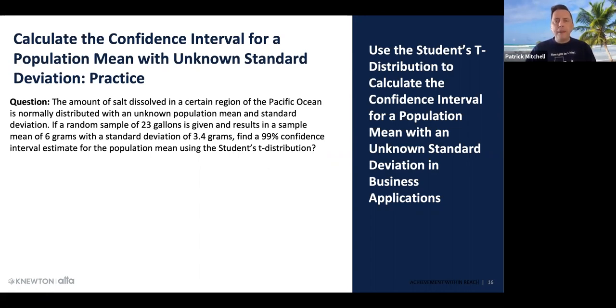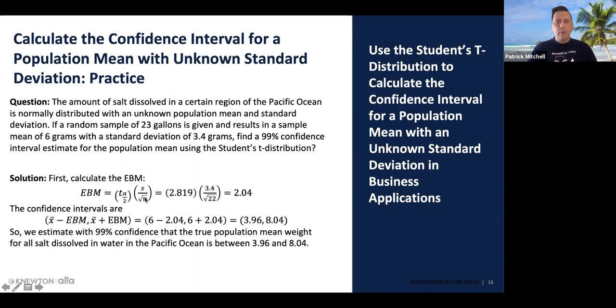But if the population standard deviation is given, then you do that the way we did it in the last section, just using the standard normal distribution and z-scores. You only use the t-distribution when the population standard deviation is unknown, which in real life is almost always. I mean, if you didn't know the population mean, why would you know the population standard deviation?